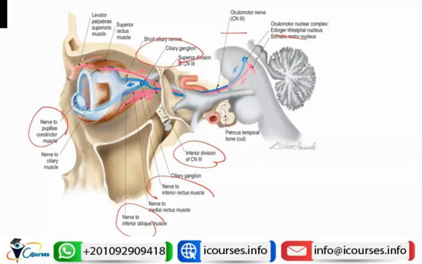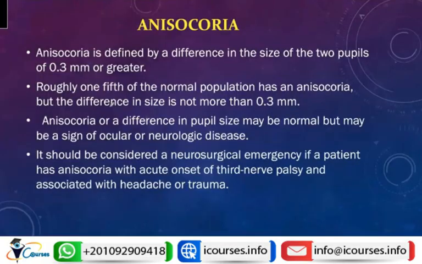So if there is a lesion involving this pathway, this will lead to anisocoria. So what is anisocoria? As we mentioned, anisocoria means that there is a difference in size between both pupils of about 0.3 millimeters or larger.